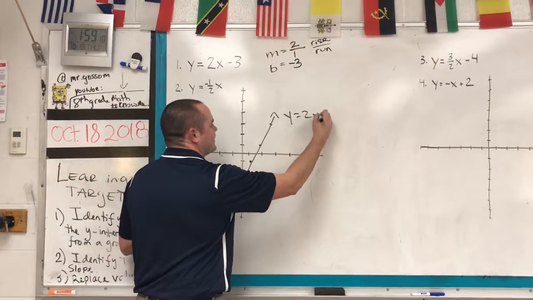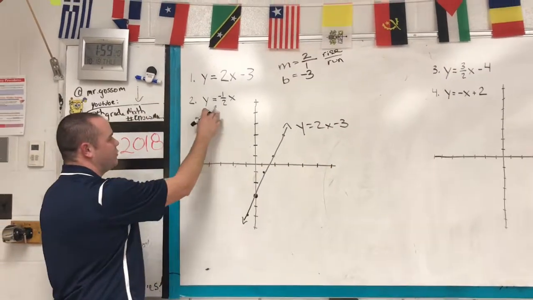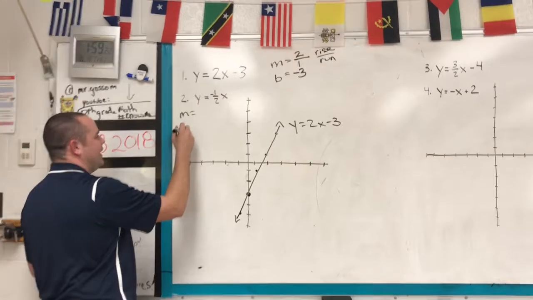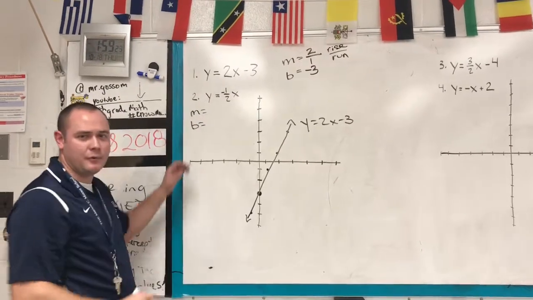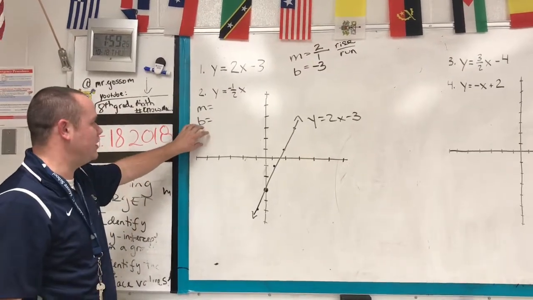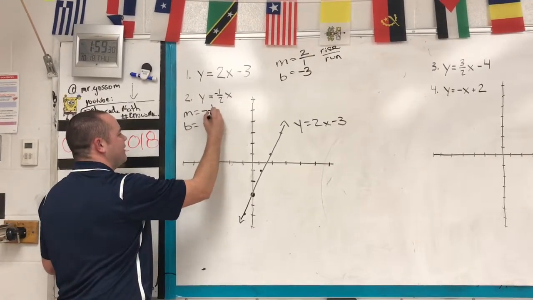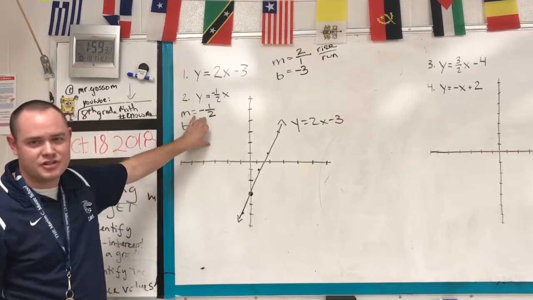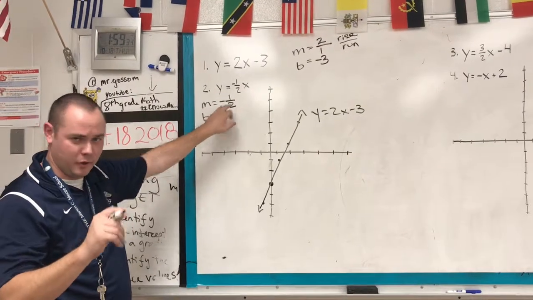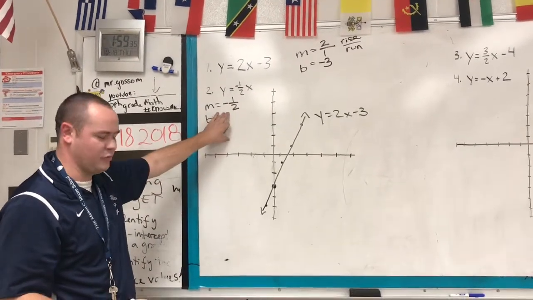Now, if we want to see an example of another type, we have y equals negative 1/2 x. So again, I want to label what is my m and what is my b. So here my m is negative, so I have negative 1/2. And since that is a fraction already, I don't need to put it over 1. It's good to go. It's already rise over run.